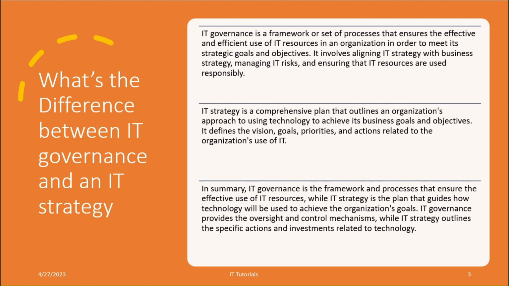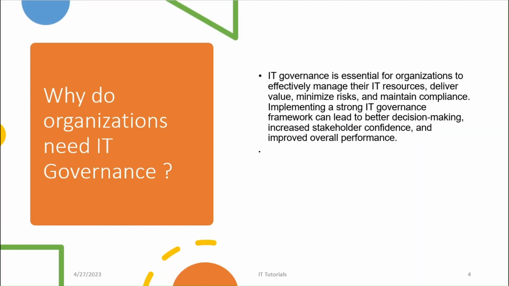In summary, IT governance is the framework and processes that ensure the effective use of IT resources, while IT strategy is the plan that guides how technology will be used to achieve the organization's goals. IT governance provides the oversight and control mechanisms, while IT strategy outlines the specific actions and investments related to technology.